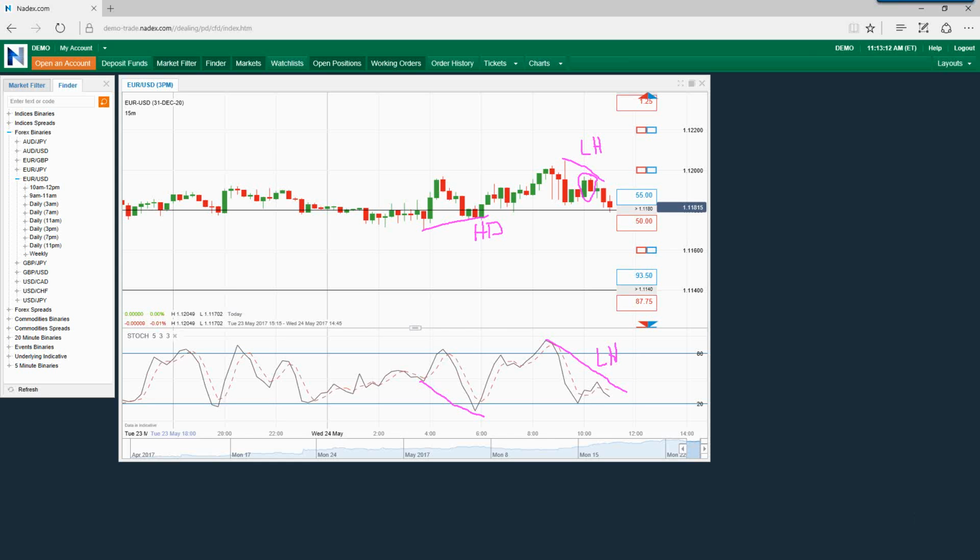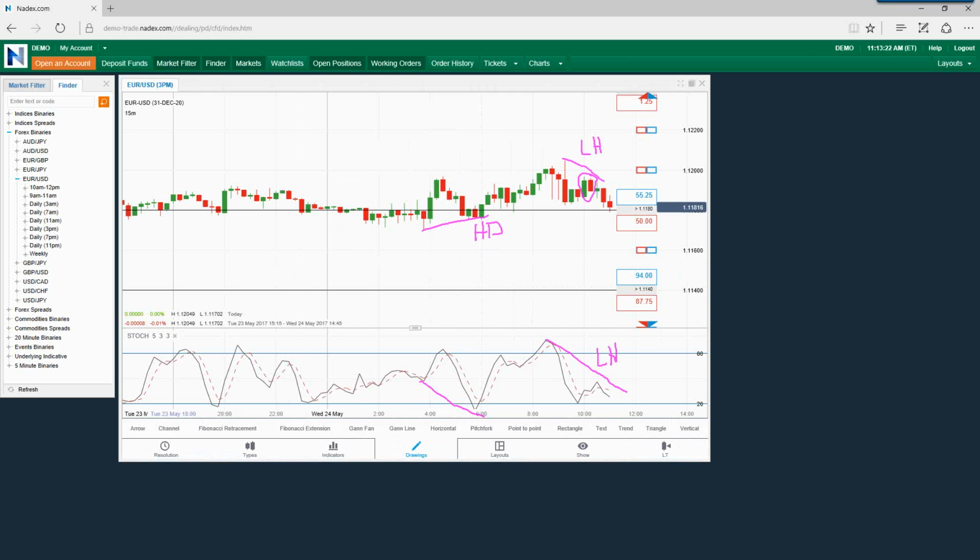Yes, divergence also works with the RSI. Let me put the RSI on here and you'll probably see the same pattern. Which type of oscillator you use is really not important. I think that's more of a personal preference.